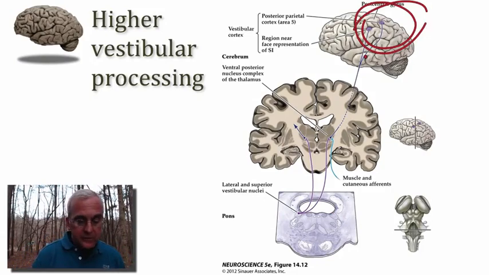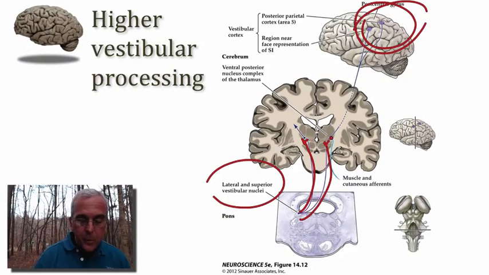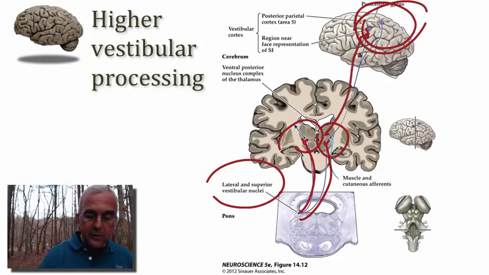Well, there are projections from some of the nuclei of the vestibular nuclear complex that project into the thalamus, into this ventral posterior complex of the thalamus, very near where our dorsal column, medial lemniscal, and anterolateral system afferents terminate. And then cells in this ventral posterior complex of the thalamus give rise to projections into the parietal lobe.